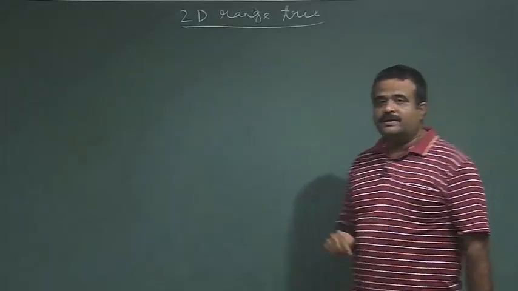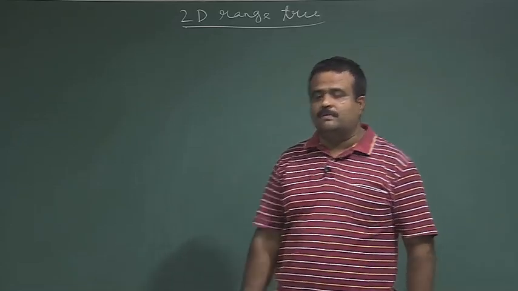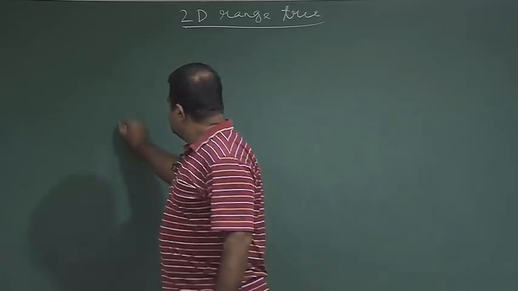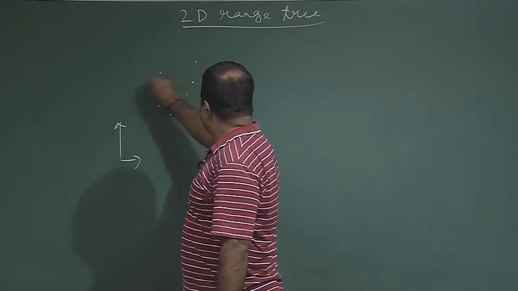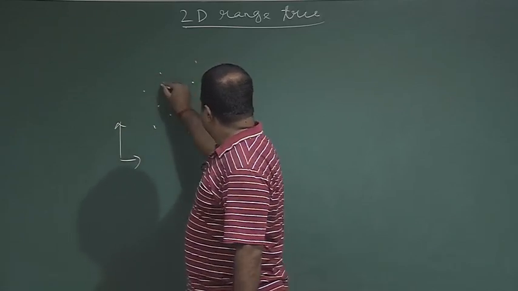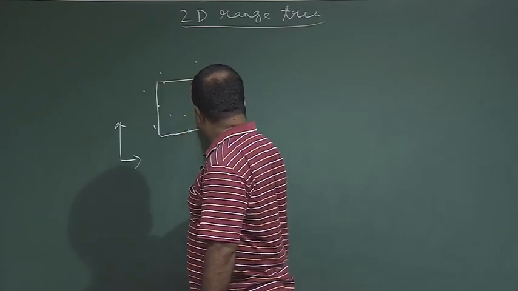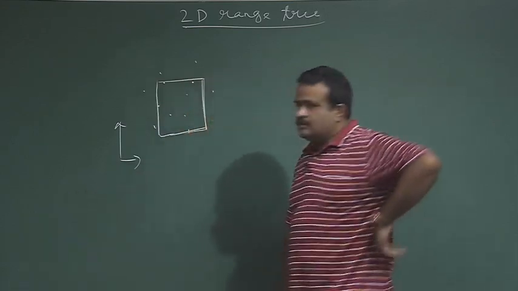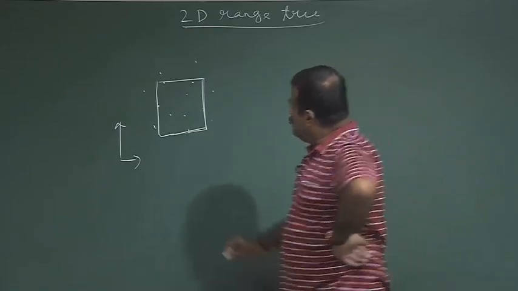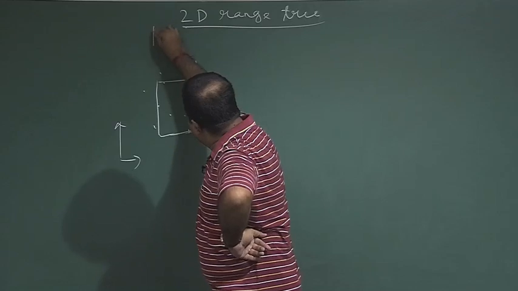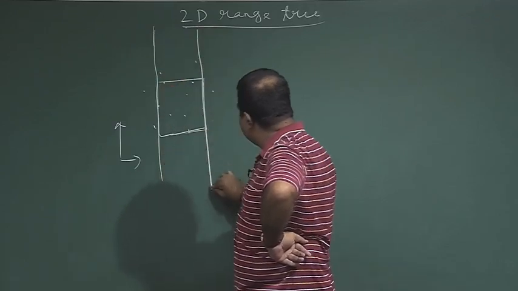We have seen the 1D range query where the points are on one dimension. Now, if the points are 2D points, we have some points and we are given a range which is basically a rectangle. This is the range, and how can we extend this from 1D to 2D? What we do is first make a primary tree based on the x coordinate of the points.